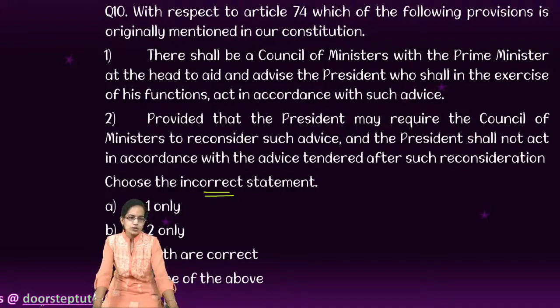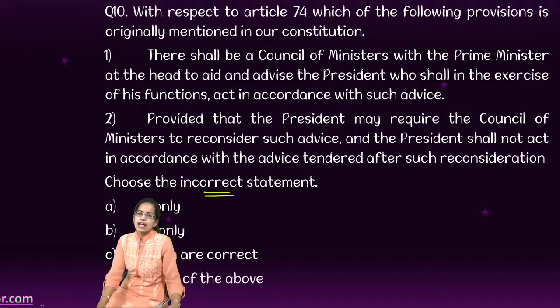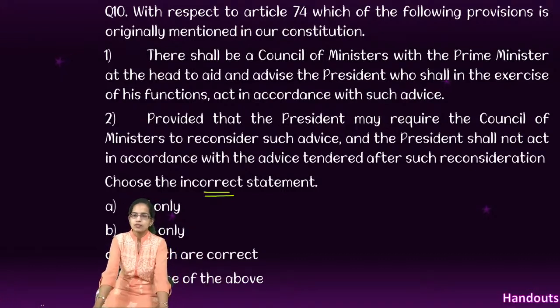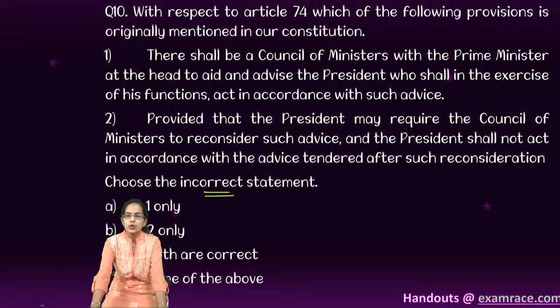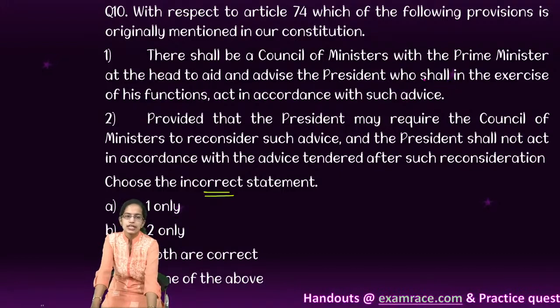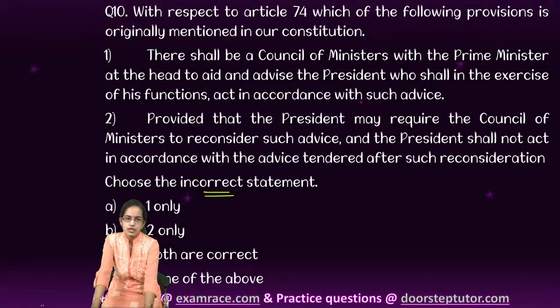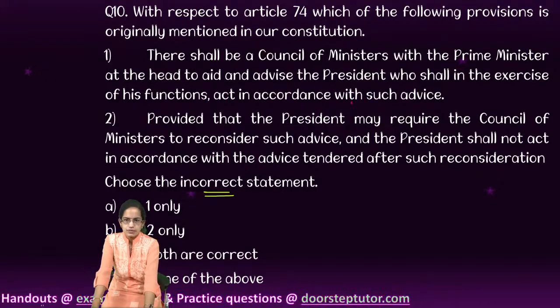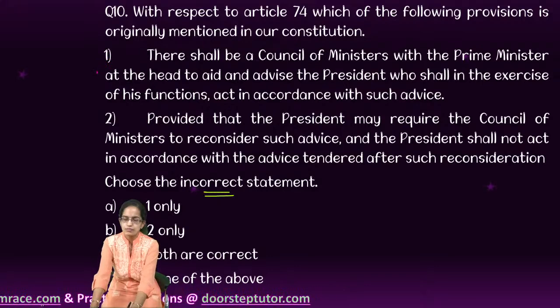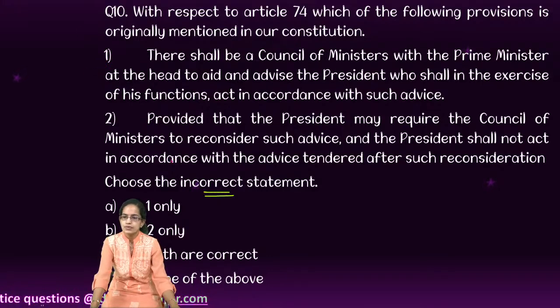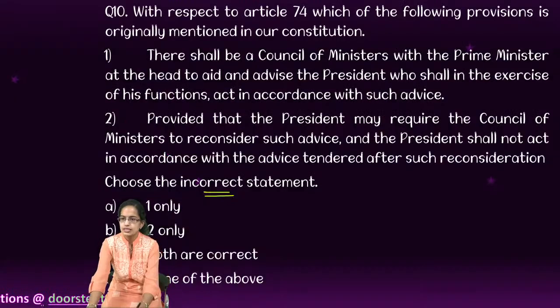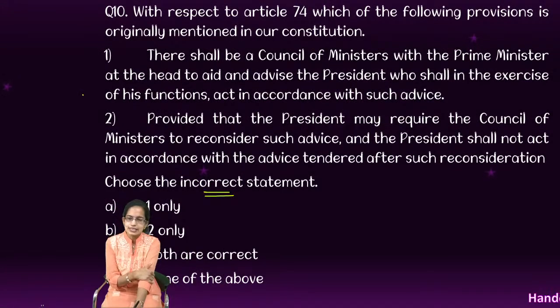Then moving on to question number 10. There shall be a council of ministers with the prime minister at the head to aid and advise the president, who shall exercise the functions in accordance with the advice that has been given. So the first statement here is the statement that has been given. Now for the next statement, we have to find out the incorrect one.